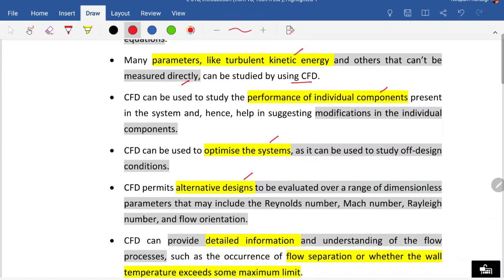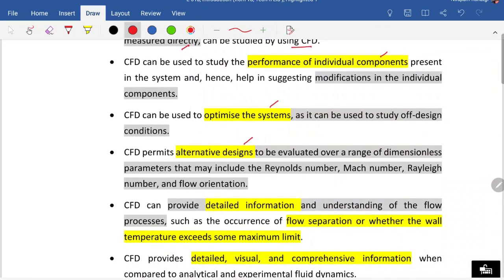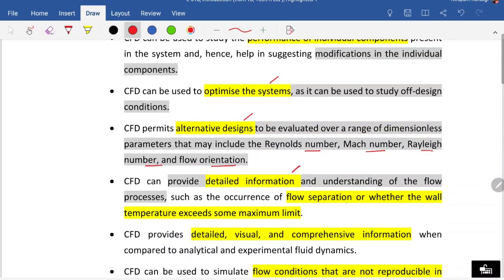If you want to study more than one design, you have to make an experimental setup for both designs. Here you don't have to do anything. You just make another system and solve it. Okay. Then you can change Reynolds numbers, Mach numbers, Rayleigh number, etc., flow orientation, all that you can change and study them. Then CFD can provide detailed information and understanding of flow processes such as flow separation and wall temperatures.